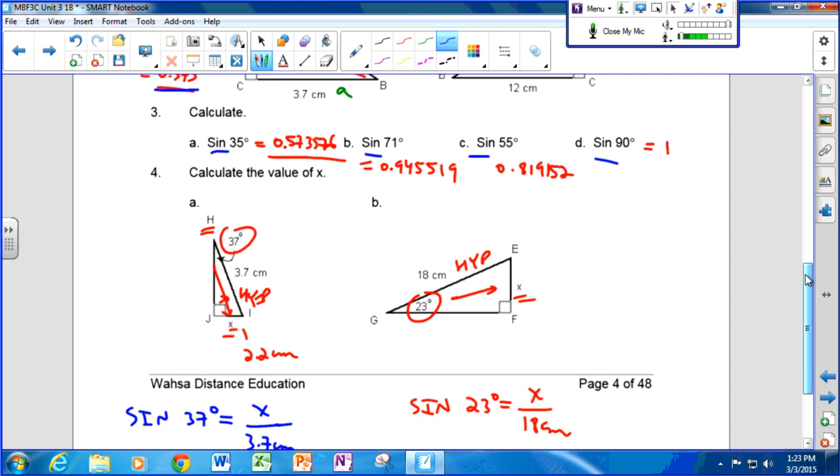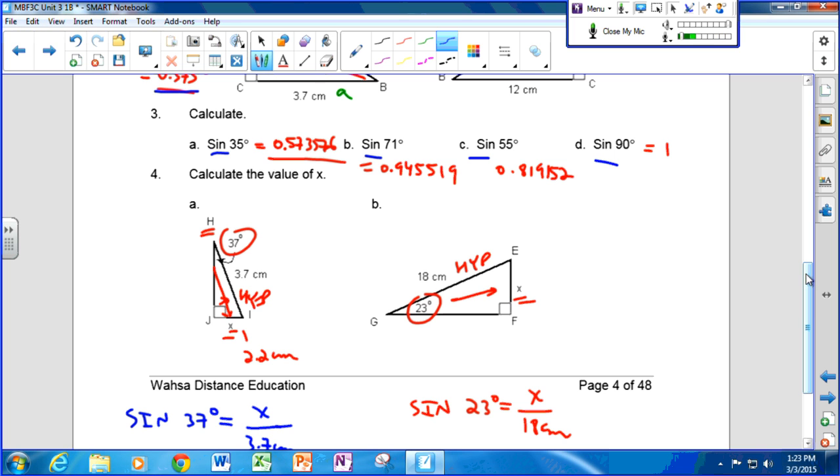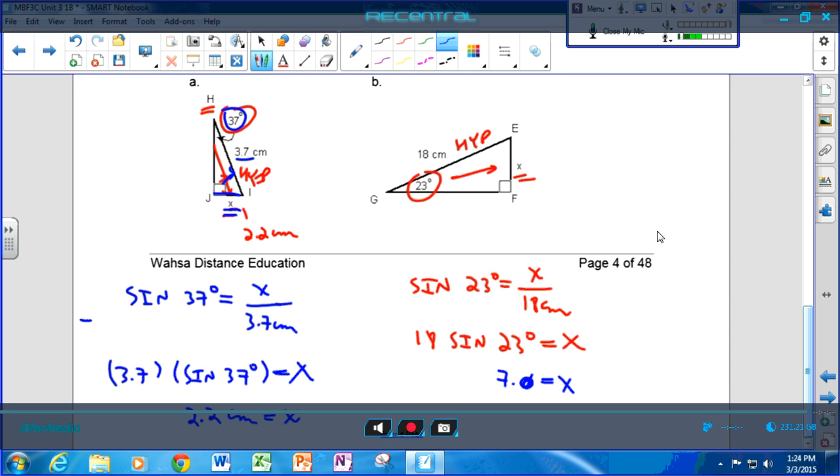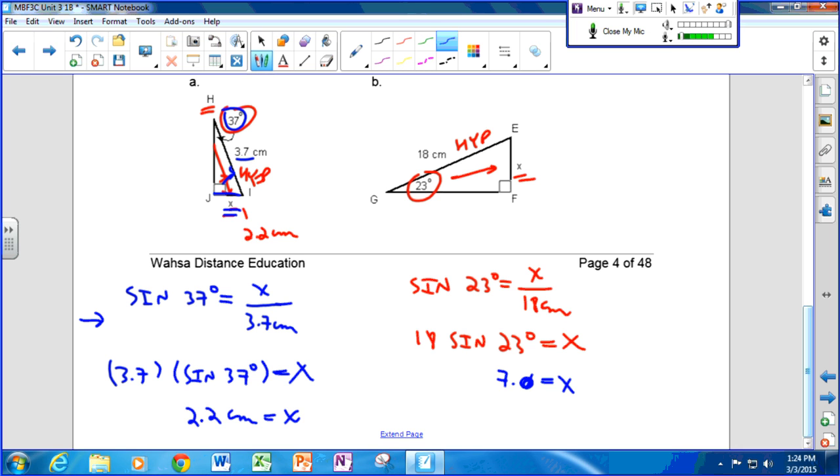Now, for something like question 4, where you're going to calculate the value of x. So x is over here. We see that we have the hypotenuse at 3.7, and we have this 37 degrees. If we needed the other angle, we know that it's 90 minus 37. But in this case, the sine ratio: the sine of 37 is the opposite, which is x, divided by the hypotenuse, which is 3.7 centimeters. I actually did it down here, so there's x divided by 3.7 centimeters.